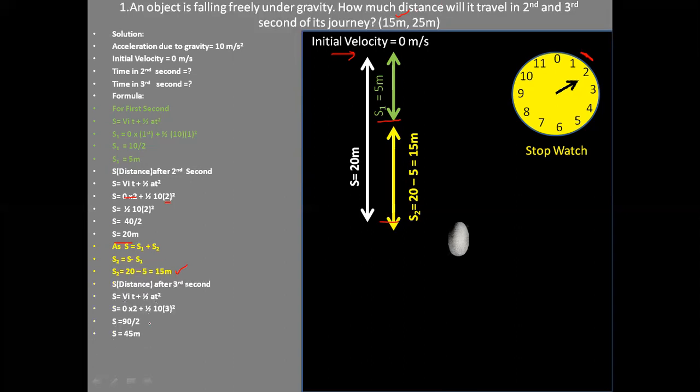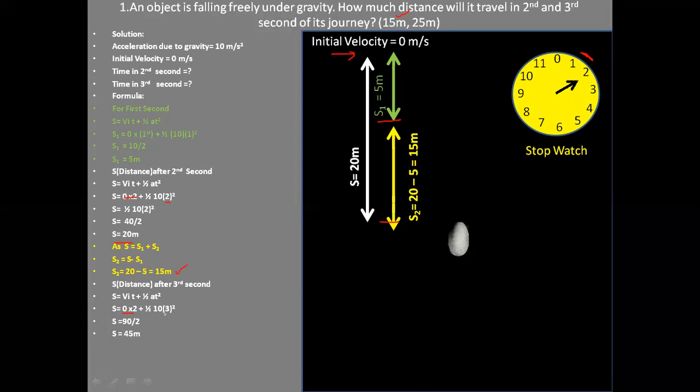For the third second, we have seen that the displacement or the distance traveled after the third second is again solved by the second equation of motion, which is S is equal to Vi t plus half a t square. Again, we are taking it from the start. From this point, the initial velocity is going to be 0. So S will be equal to 0 into t plus half into 10 into 3 square.